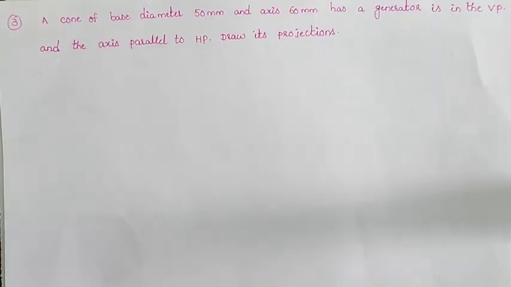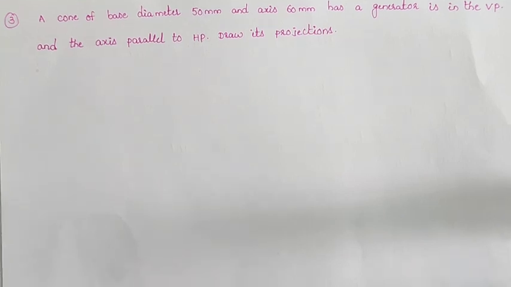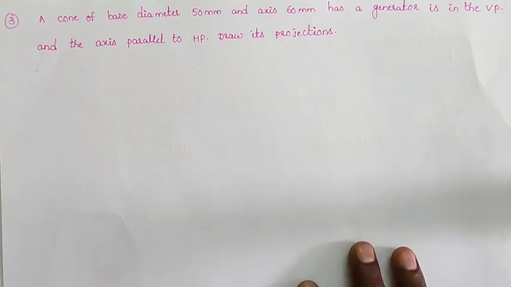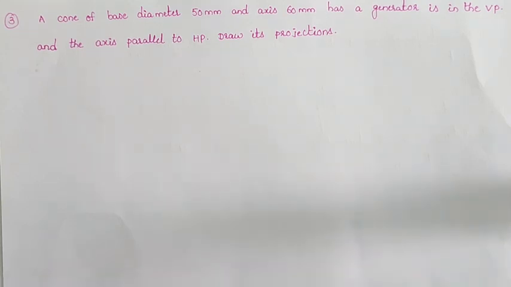A cone of base diameter 50 and axis 60 mm has a generator in the VP. So here I am giving the cone. I already discussed this projection. When the generator is in the VP condition, we can assume the base of that cone is on the VP. So when the base of the cone is on the VP, we will get the axis perpendicular to VP, so that we will draw the front view of our diagram as the base here in this problem.